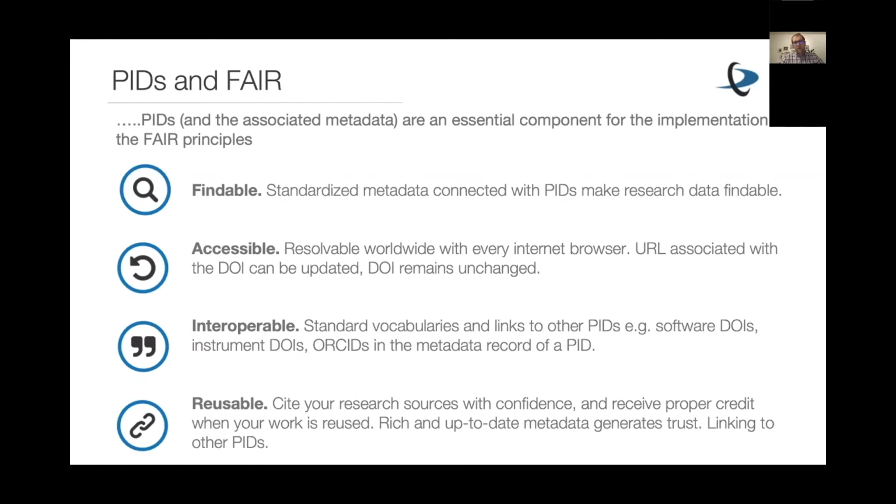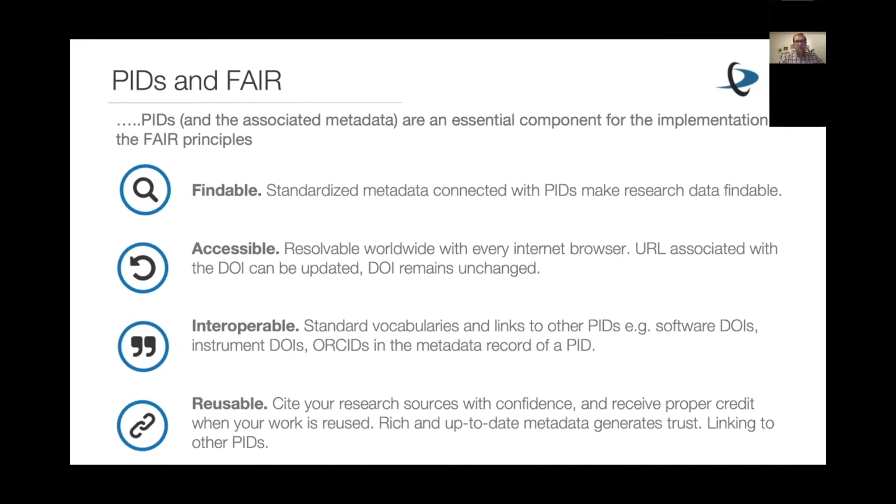Persistent identifiers, therefore, will continue to play an essential component for the implementation of the FAIR principles. And I'm sure many of you are familiar with the FAIR principles. The first is findable, so using standardized metadata, connecting persistent identifiers, make research data findable. The second is making objects accessible. So resolvable worldwide with every internet browser, the URL associated with the DOI can be updated and the DOI remains unchanged.